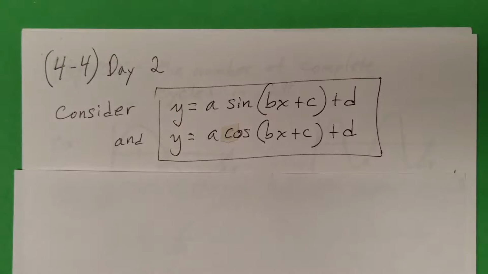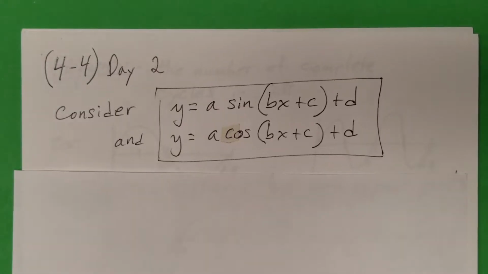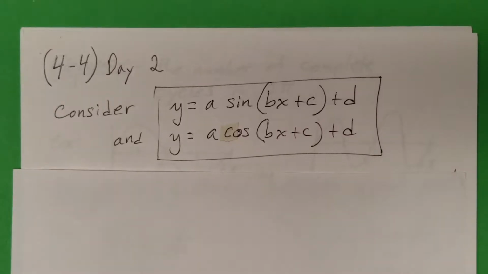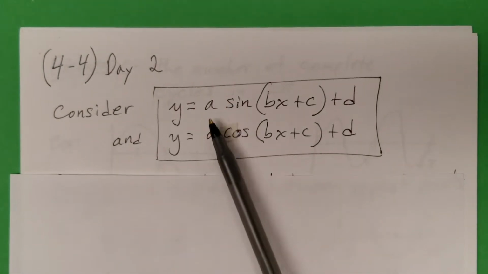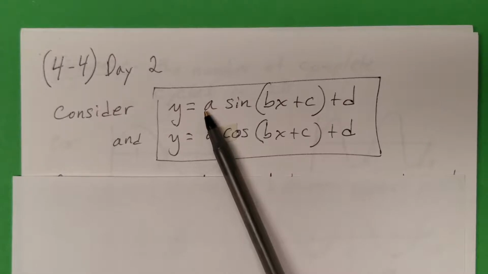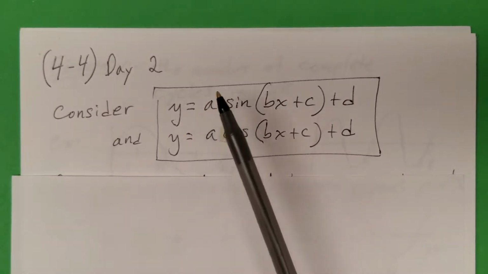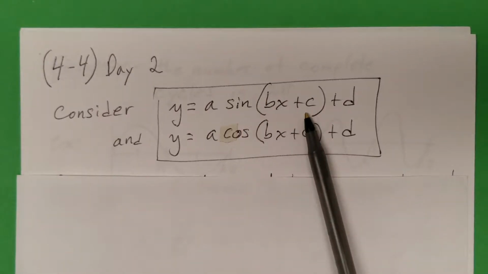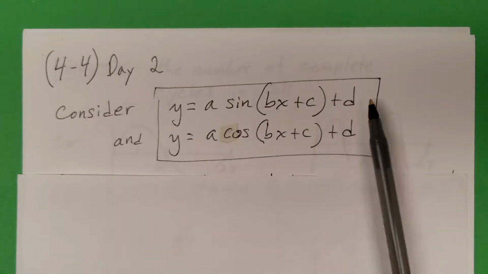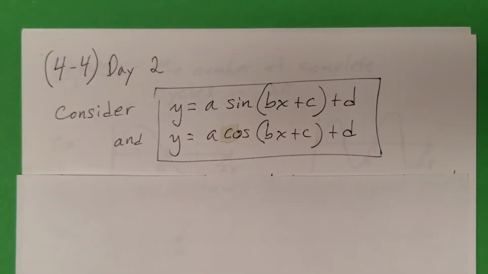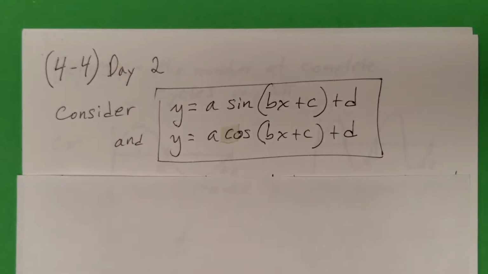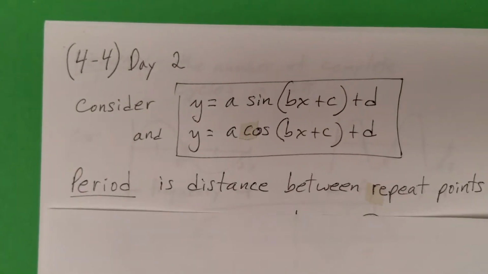We know what the basic parent graphs look like. So what happens to those basic ones when we put numbers around? We already talked about what happens to the graph when you put a number in front. That would be the amplitude, right? So now we want to know what happens if you put a number here. How about here? How about here? All the possibilities. So let's do it one by one.